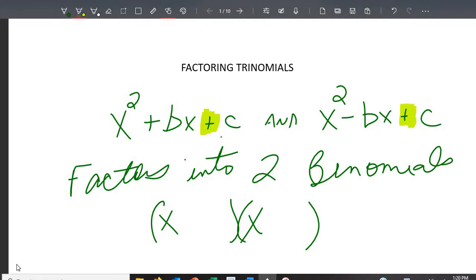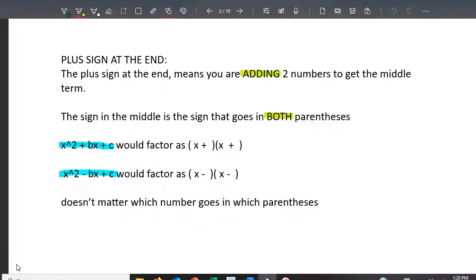Okay, the plus sign at the end, here's what it means. It means you're adding two numbers to get the middle term. So what we're going to be doing in just a few minutes is listing the factors, listing two numbers that multiply to be something, and then adding them up to see if they will equal the number in the middle of the trinomial.